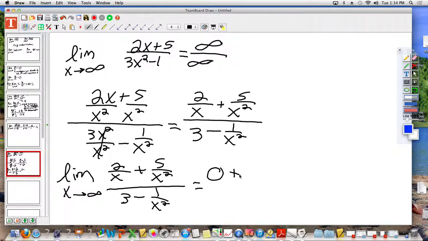5 over infinity squared is 0. What's it looking like right now? 0. Yeah, you're going to have 0 on the top. What about the bottom? 3 minus 0. You get 3. So in that case, the limit is going to be 0.